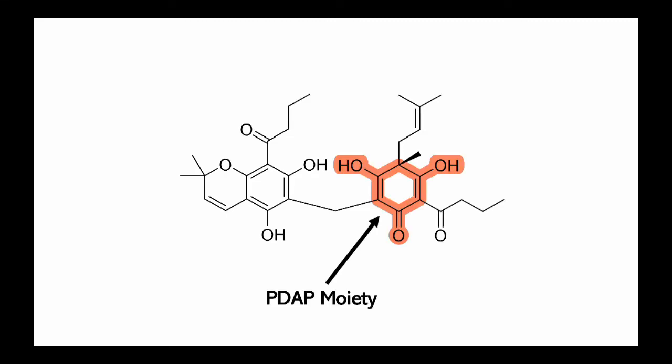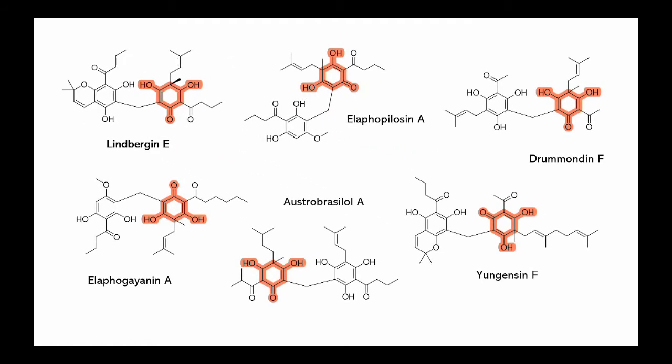It has something called the PDAP moiety, and this moiety right here has never been synthesized to date, and is present in over 15 different natural products, just a few of which are shown here. So essentially, if I'm able to find a good way to make this structure that's highlighted in orange, I can then incorporate that into the synthesis of a variety of other natural products that are also medicinally relevant.